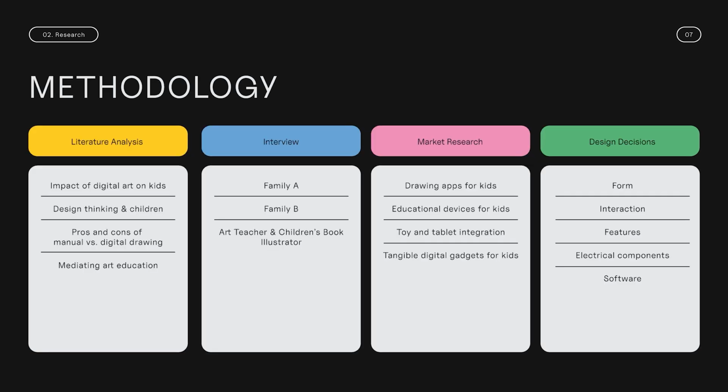I read academic papers, articles, and more to conduct the majority of my research. I then interviewed families with kids in my target age demographic and an art teacher who also writes and illustrates children's books. I then conducted market research on how current products work. From all this, I made design decisions informed from my findings.